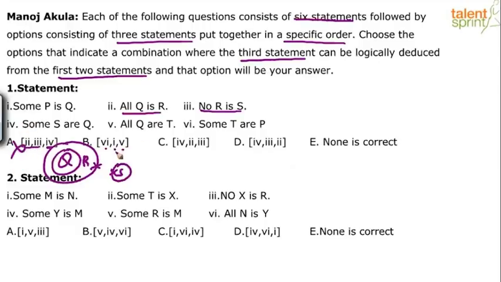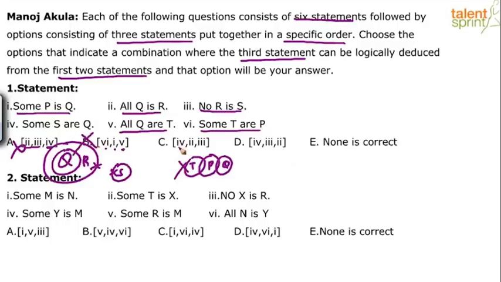Now do it for B. B has got 6, 1 and 5. What is 6? Some T are P. Followed by 1: some P are Q. Now look at the fifth one. What is the fifth conclusion? All Q are T. Do you find all Q to be T here? No. So option B also is wrong.